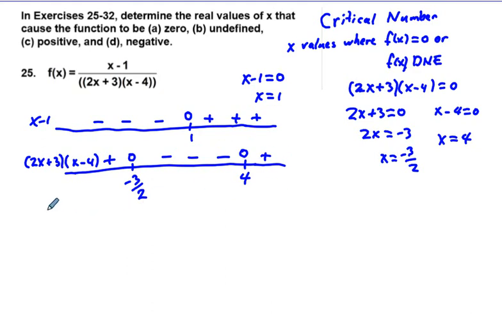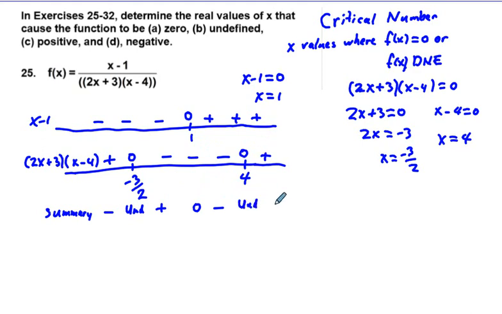And so now we can make a summary of the signs. Less than negative 3 over 2, we have a negative divided by positive, which is negative. At negative 3 over 2, we have negative divided by 0, which is undefined. Then between negative 3 over 2 and 1, we have negative divided by negative, which is positive. At 1, we have 0 divided by negative, which is 0. Between 1 and 4, we have positive divided by negative, which is positive. At 4, we have positive divided by 0, which is undefined.